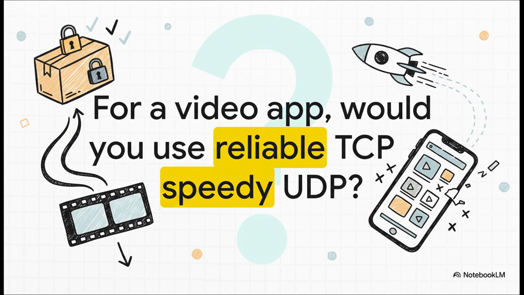So, to wrap this all up, let's apply it. If you were in charge of building the next big video sharing app like TikTok, what would you choose? Would you go for TCP's rock-solid reliability to make sure every single video frame is perfect? Or would you pick UDP's blazing speed to keep that feed scrolling smoothly, no matter what? Kind of makes you think, right?